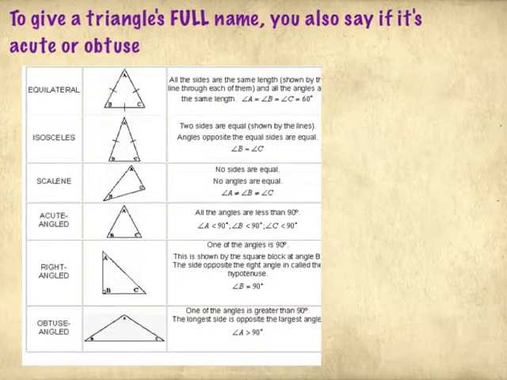If you have a test or something and they ask for the triangle's full name, you must give angles. So you must say this is an acute equilateral triangle. This is an obtuse isosceles triangle. Equilateral and right are exceptions because right is always a right angle. Sorry, losing my voice.